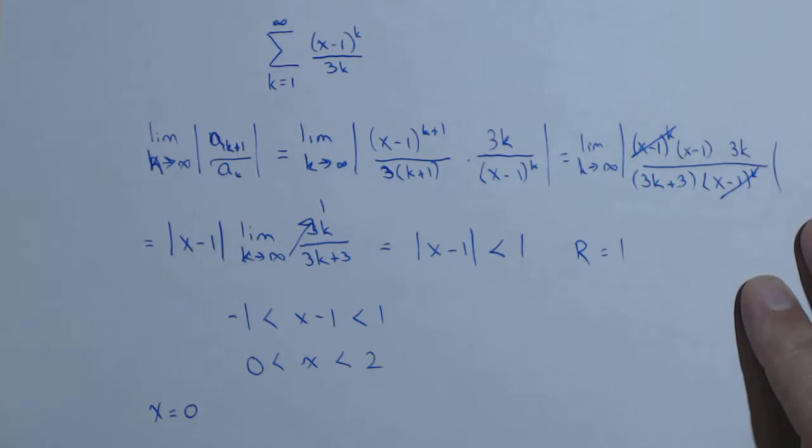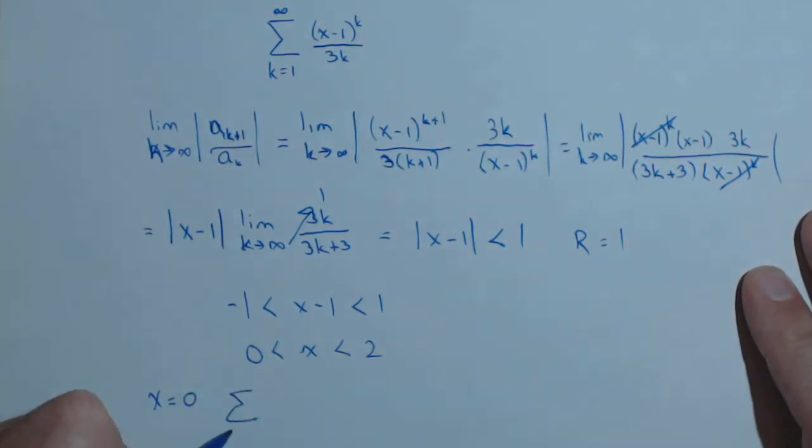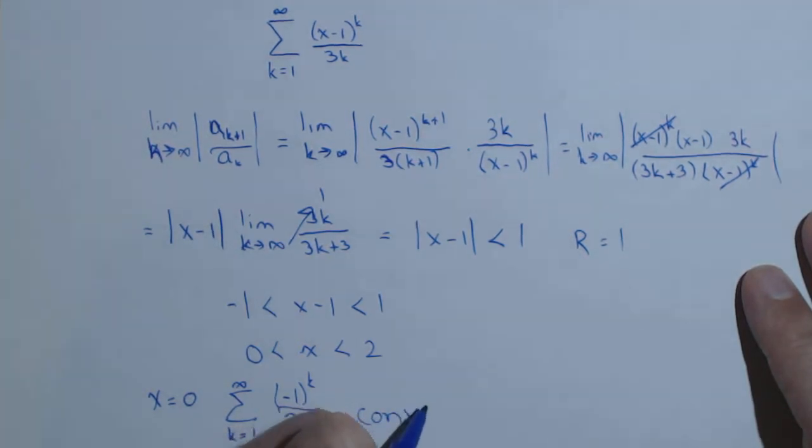So the first one is going to be x equals 0, which will give us the series from k equals 1 to infinity of (0 minus 1), so (negative 1) to the k over 3k. I'm not going to go through all the steps, but this is convergent by the alternating series test.